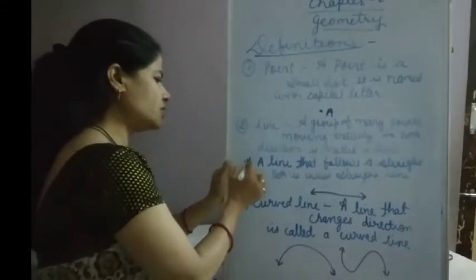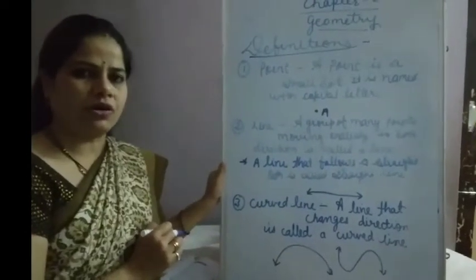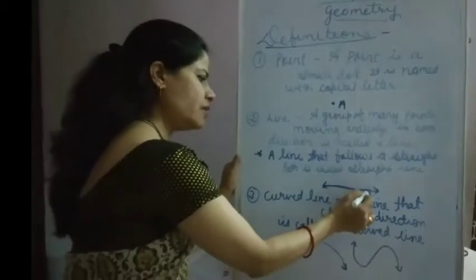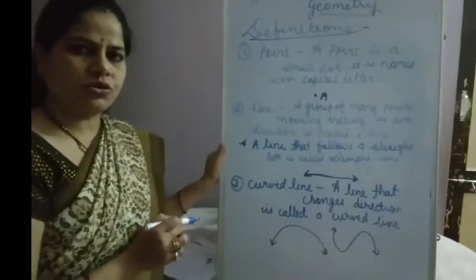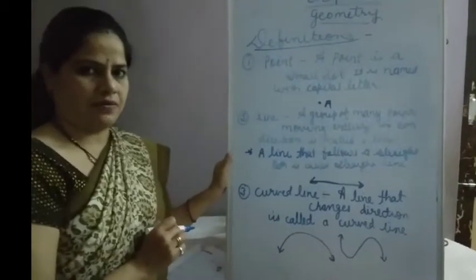Now, what is a straight line? A line that follows a straight path is called a straight line. See, this is the line and this line follows a straight path. There is no turn in this line. So, this line is called a straight line.